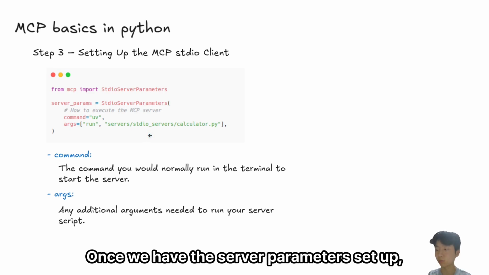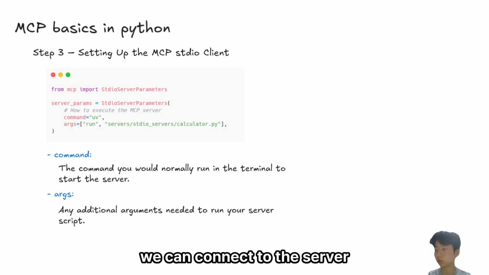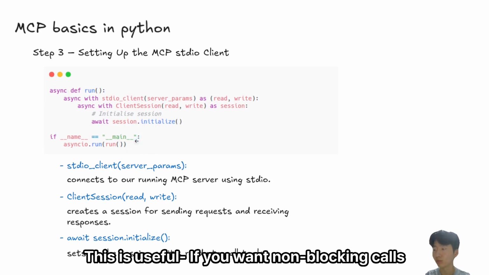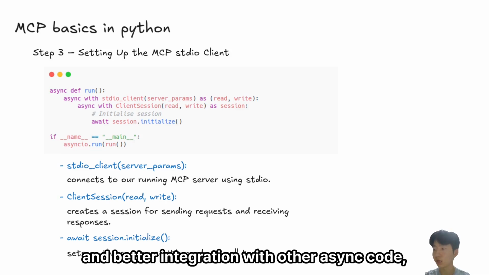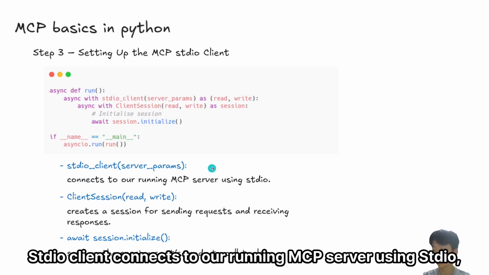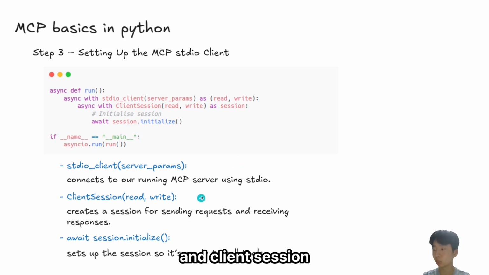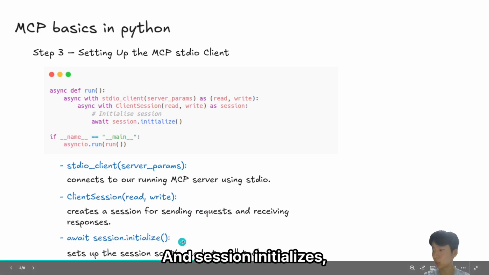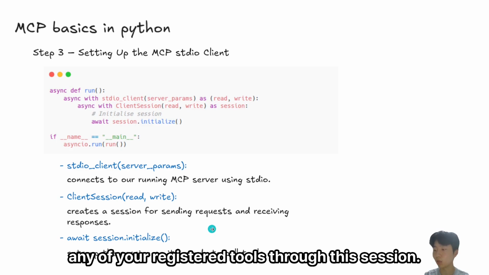Once we have the server parameters set up, we can connect to the server asynchronously using stdio client. This is useful if you want non-blocking calls and better integration with other async code. Here is what's happening step by step. stdio client connects to our running MCP server using stdio, and client session creates a session for sending requests and receiving responses, and session initialize sets up the session so it's ready to call tools. From here, you can start calling any of your registered tools through this session.